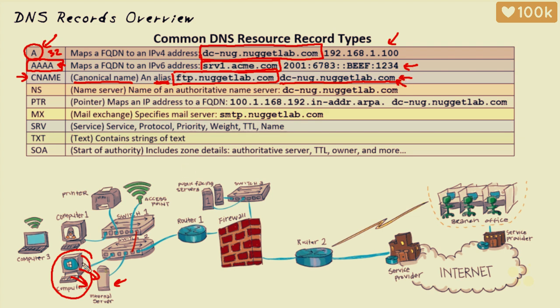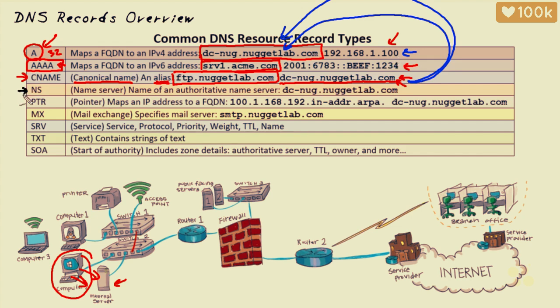So what happens in the background, if there's a resolution request for ftp.nuggetlab.com, the results coming back would be dc-nug.nuggetlab.com, at which point we would then look up the A record if we're looking for an IPv4 address for dc-nug.nuggetlab.com and get the IP address back of 192.168.1.100.